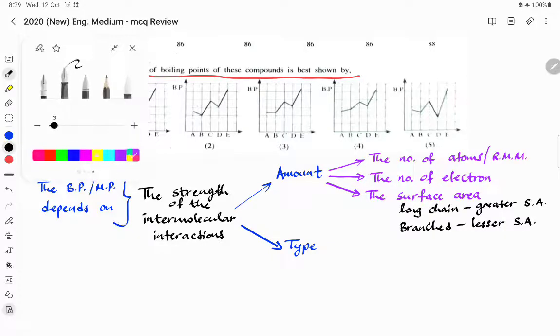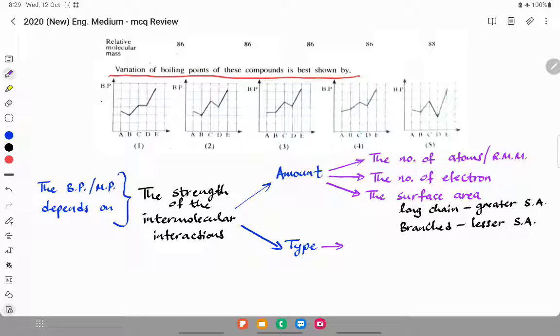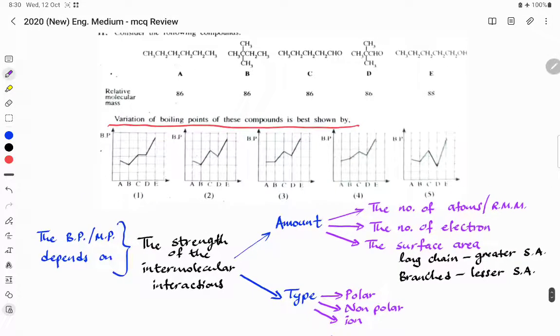Right. The type of the intermolecular interactions depends on whether the molecule is polar or non-polar, or whether it's an ion. The ions have the highest interactions. The strength of the interaction will be highest in ions, then polar molecules, then non-polar molecules. Now this is the theory behind finding the order of melting points or the boiling points of given compounds. So we have to compare these purple colored points in order to find the actual boiling point order of the given compounds. Now let's go to the compounds.